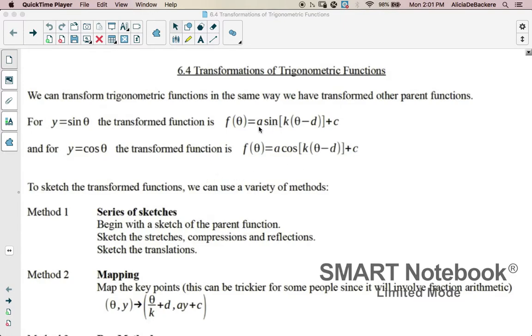If you don't remember the effects of a, k, d, or c, I want you to go back and review them in previous units. So we definitely focused on that in Unit 1, but we've touched on it in all of the other units as well.